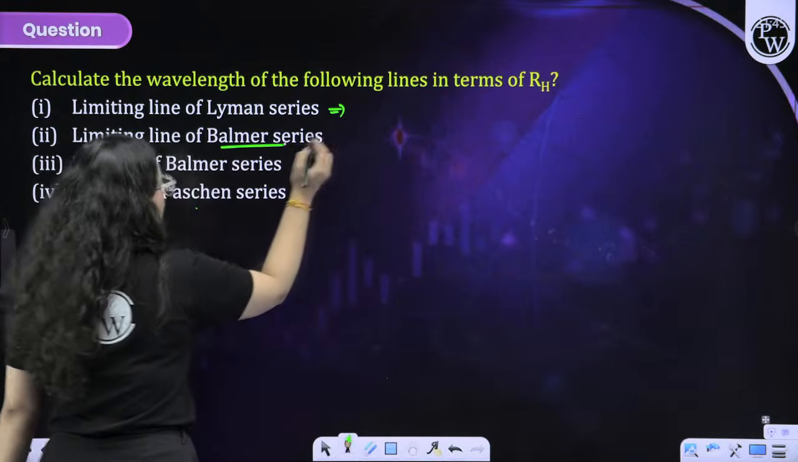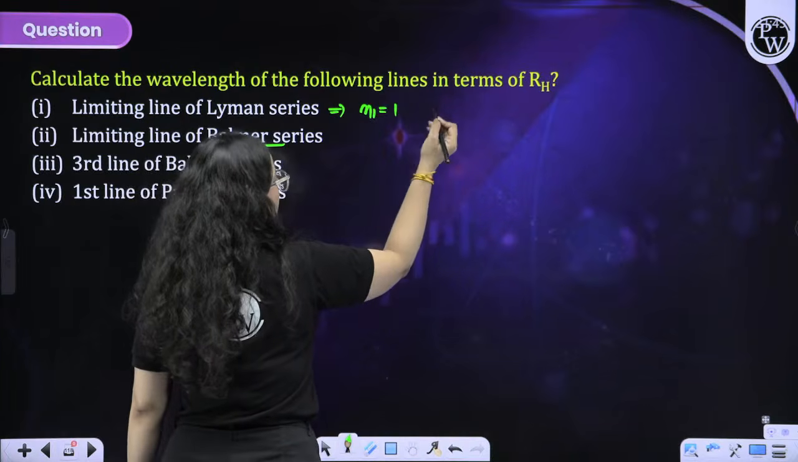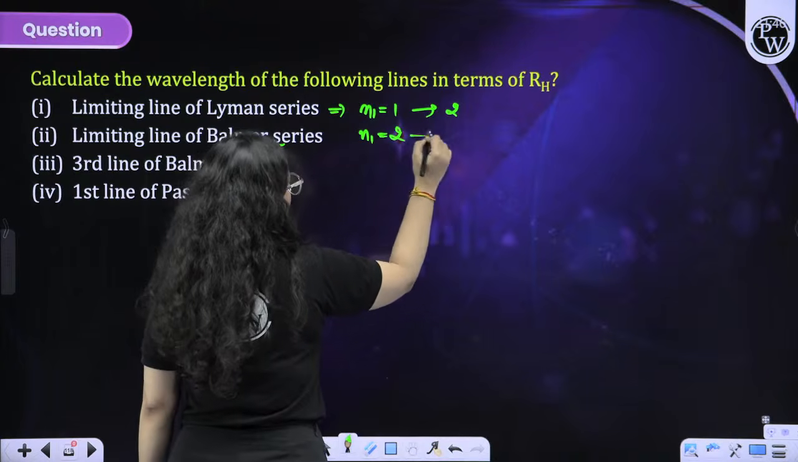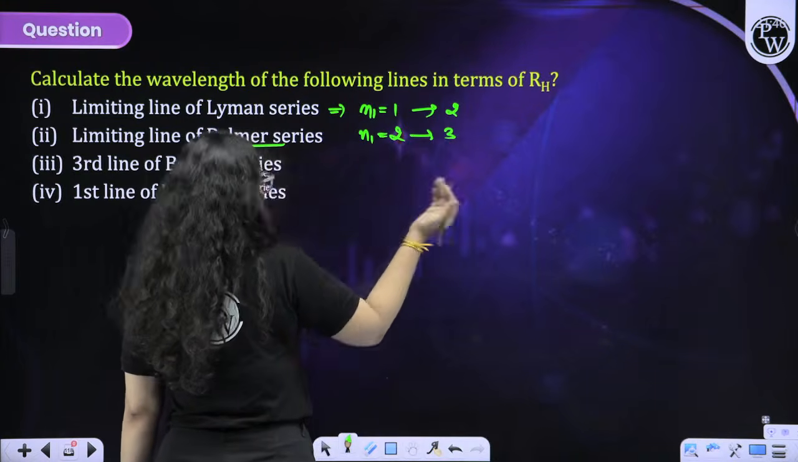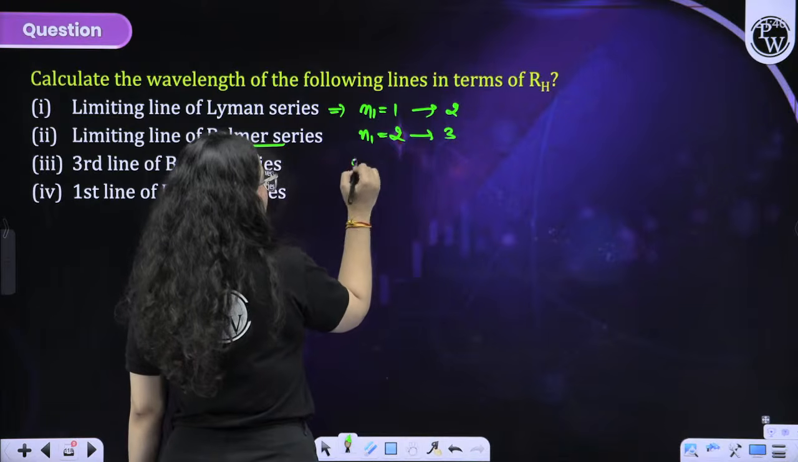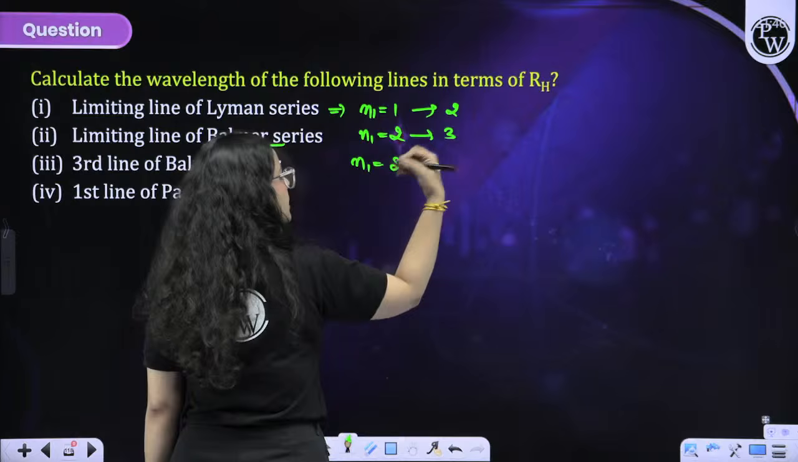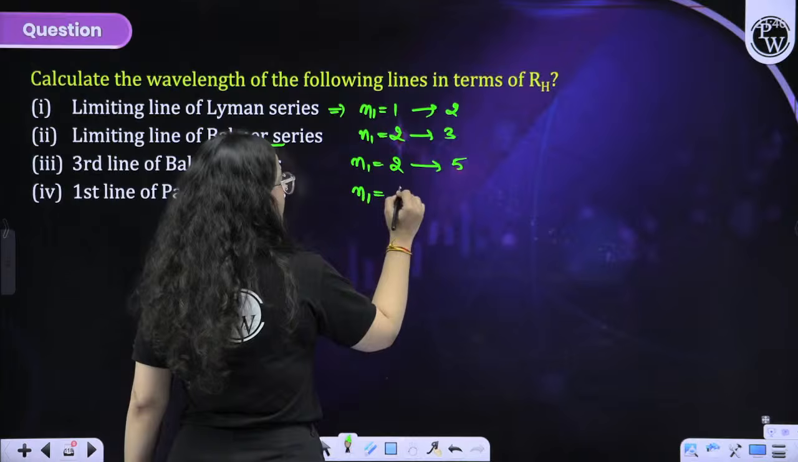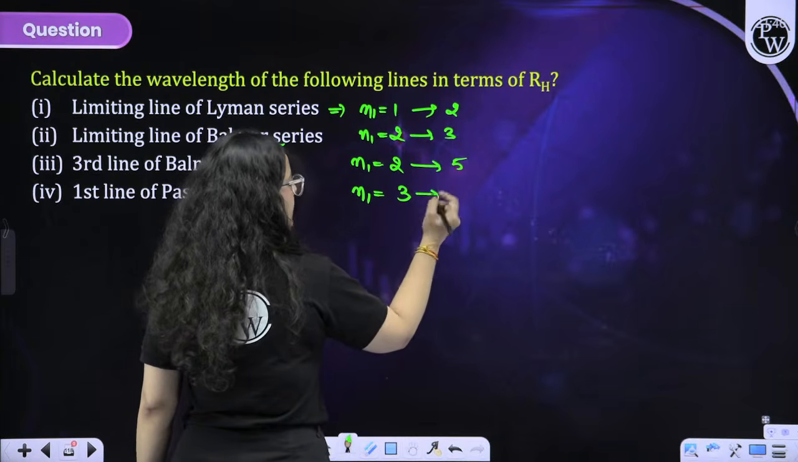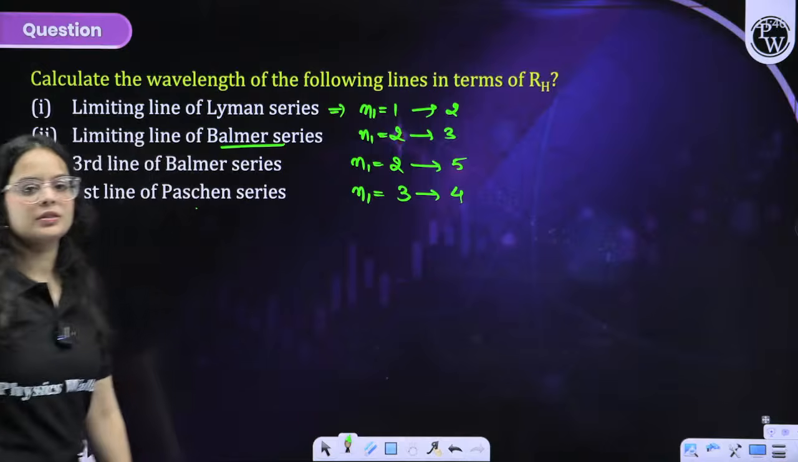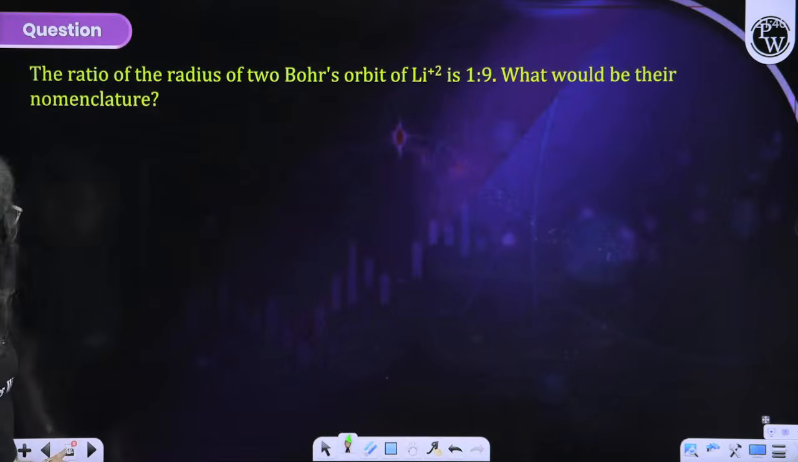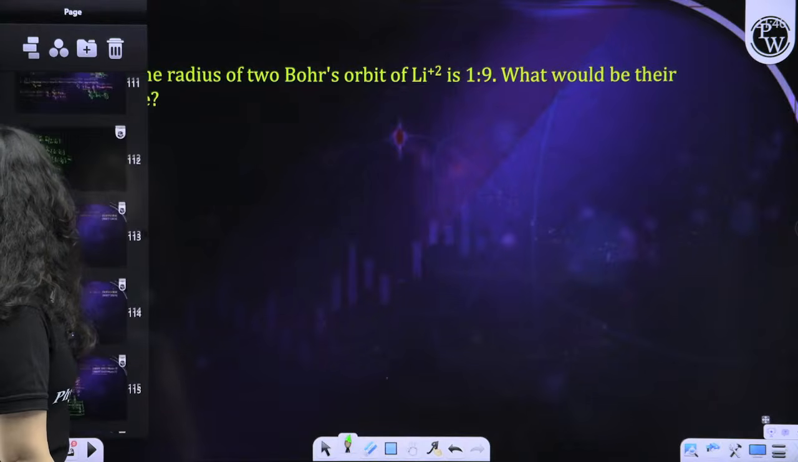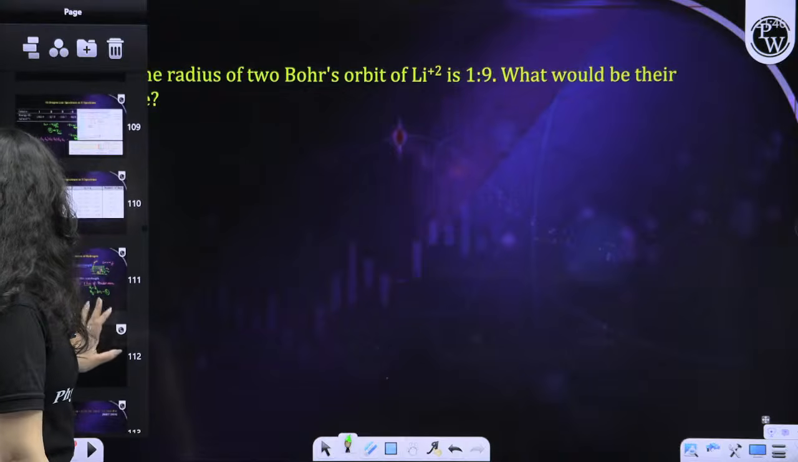Limiting line of the Balmer series. So for Lyman, n1 is equal to 1 and you are putting it for 2. Then here n1 is equal to 2 for Balmer, and you are putting just the upper level. Third line of the Balmer series: third line is what? n1 is equal to 2 for Balmer, and for the third line you are just adding 3 more to it, meaning 5. First line of Paschen: Lyman, Balmer, Paschen, the third number. First line, just the upper one, that is 4. So these are the transitions. These are the n2 values, the previous thing I told you about the different ranges and different values.